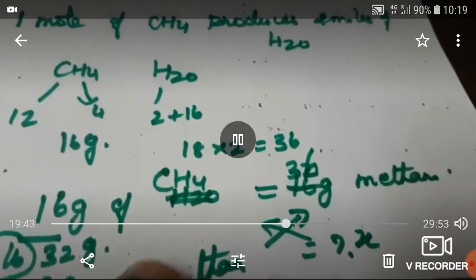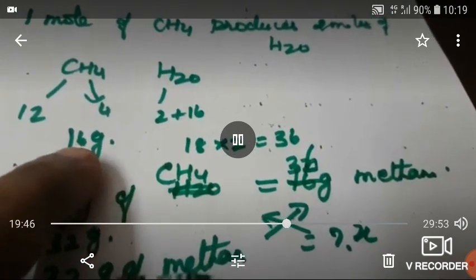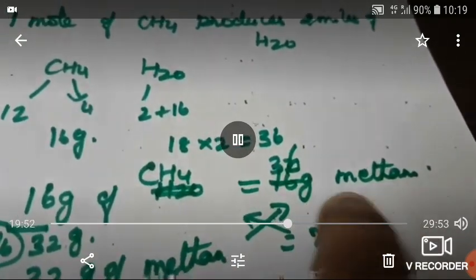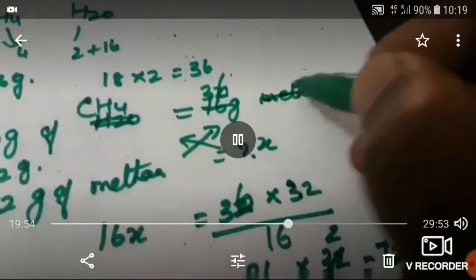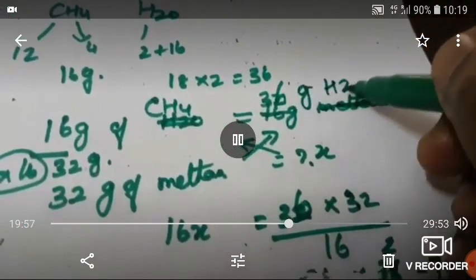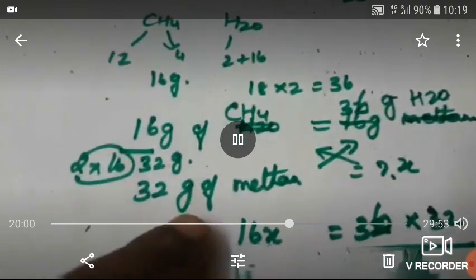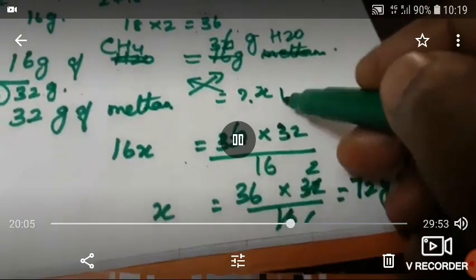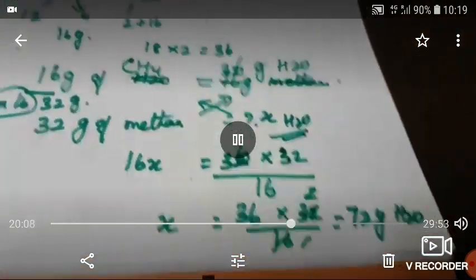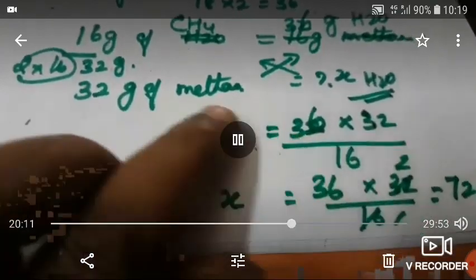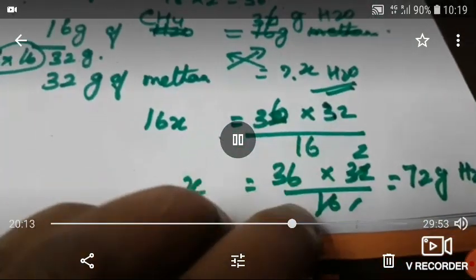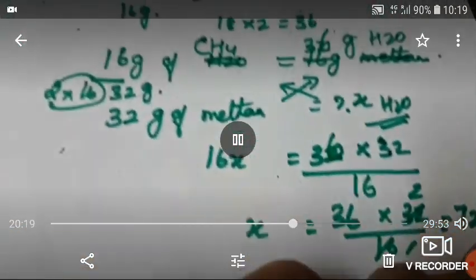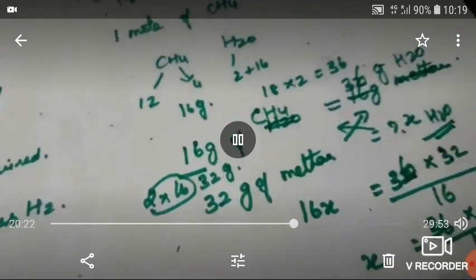So the question is, given 32 gram of methane, how much water is produced? Just cross multiplying, x is equal to 36 multiply 32 divided by 16, equal to 72 gram of water. Okay, so this is the another one.